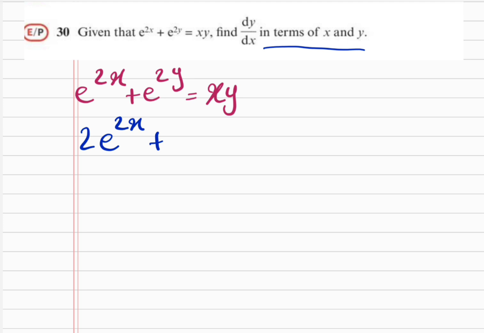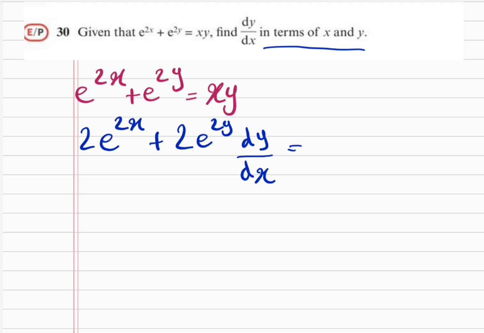There is a slight difference because we have the dependent variable here, and whenever you differentiate the dependent variable with respect to the independent variable, you need to multiply the derivative by dy by dx at the end. So in this case, e to the 2y, again, it's the same as the previous one, differentiates to 2e to the power of 2y, but times dy by dx, because this is the dependent variable that is differentiated with respect to x, or the independent variable.